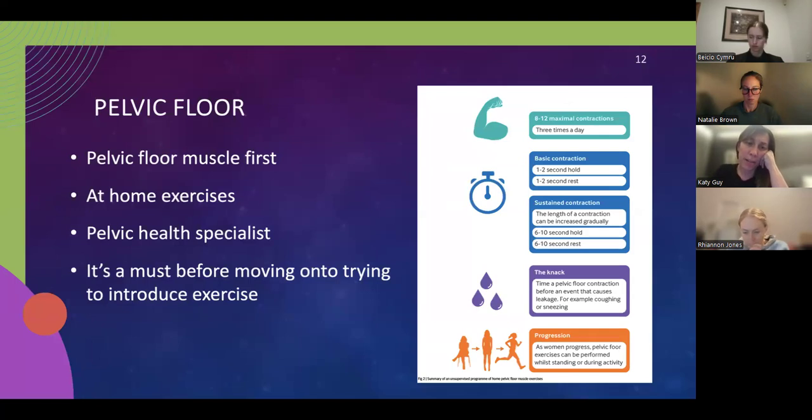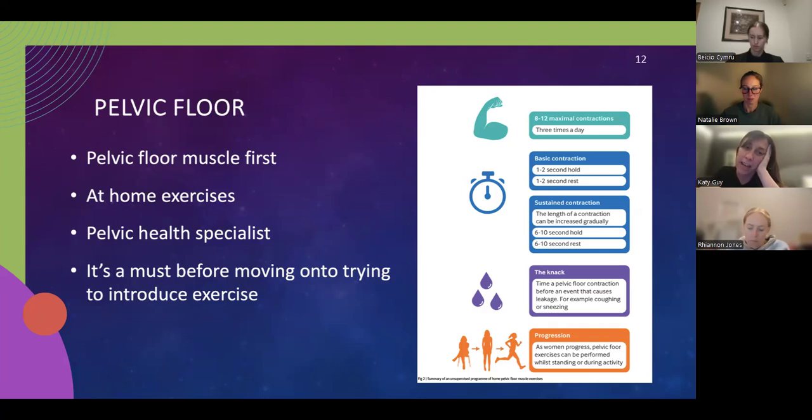So we've mentioned pelvic floor. I can't mention pelvic floor enough. Pelvic floor, pelvic floor, pelvic floor. That is the one thing you need to do like forevermore. So pelvic floor muscles first. They're the first muscles that we want to get activated and going. And there's some really nice at-home exercises. So this is a basic program that's just shown on the side there that you can then build up on. So you can do them at home.